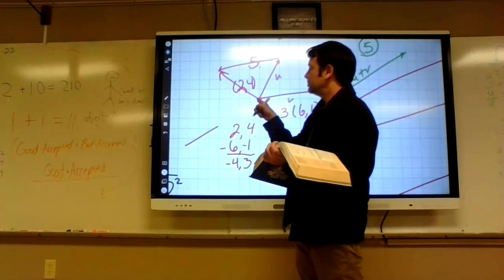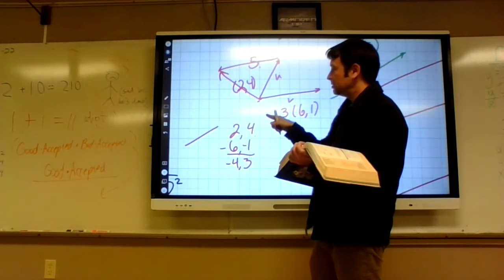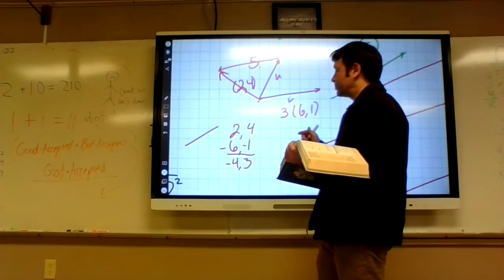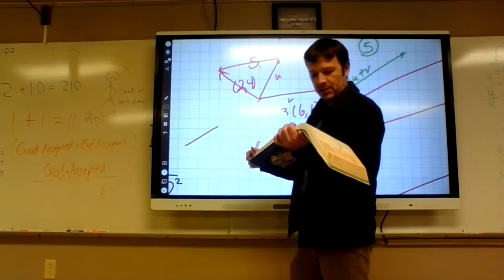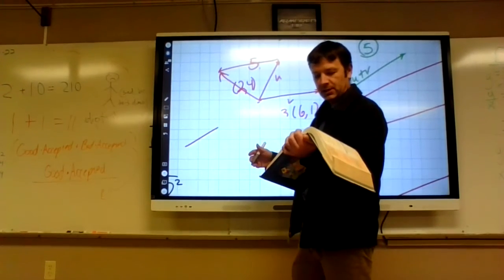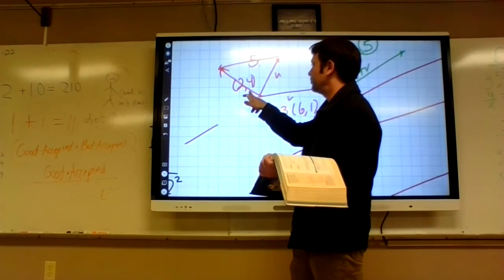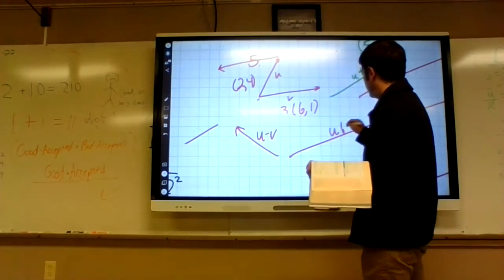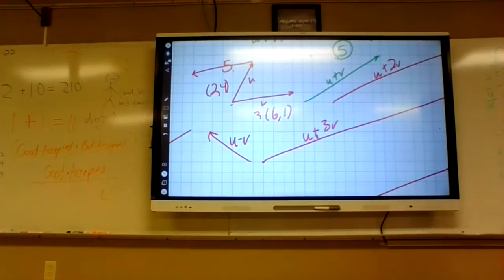I just did 2, 4 minus 6, 1. It's just going backwards: 6 left, down 1 instead of right 6, up 1. But this is the vector. We're doing the last thing on number 5, the u minus v. So basically, it's just -4, 3. This is u minus v, u plus 3v, u plus 2v.